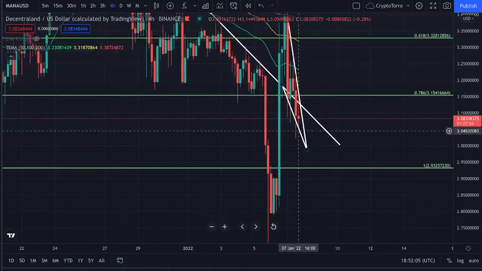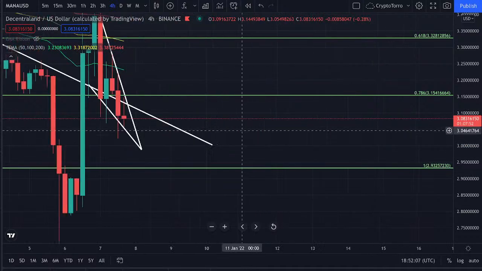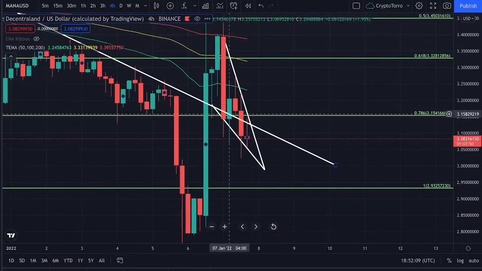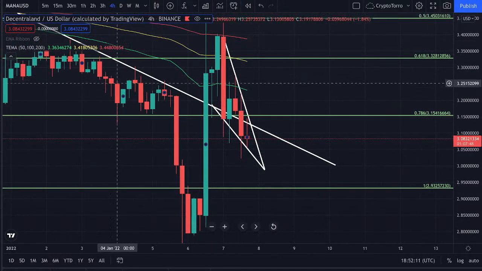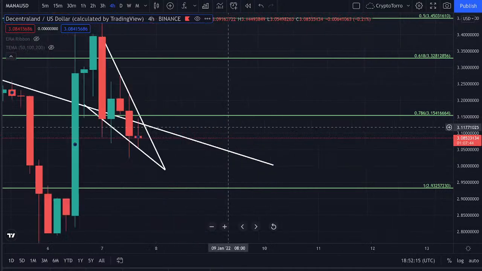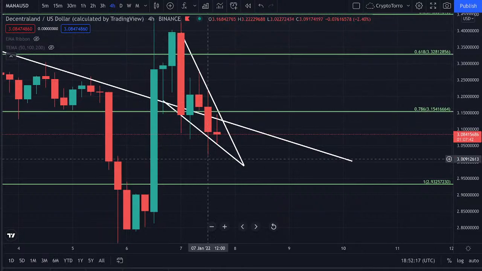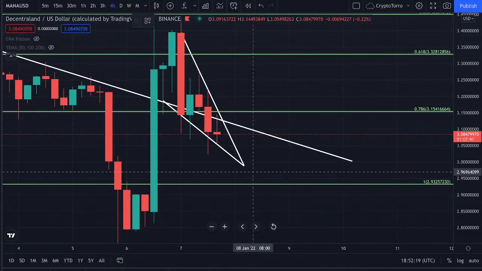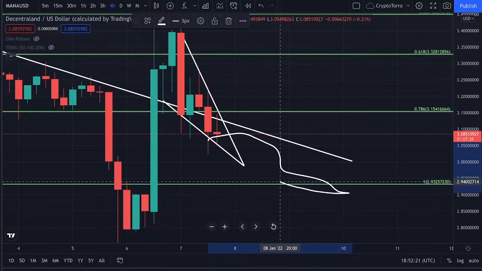So important is that we are as well trading underneath this Fibonacci level as well. We are trading underneath the EMA ribbon, so therefore this is a major level of resistance where we are currently trading on MANA, and therefore actually seeing a further decline is highly likely to occur.